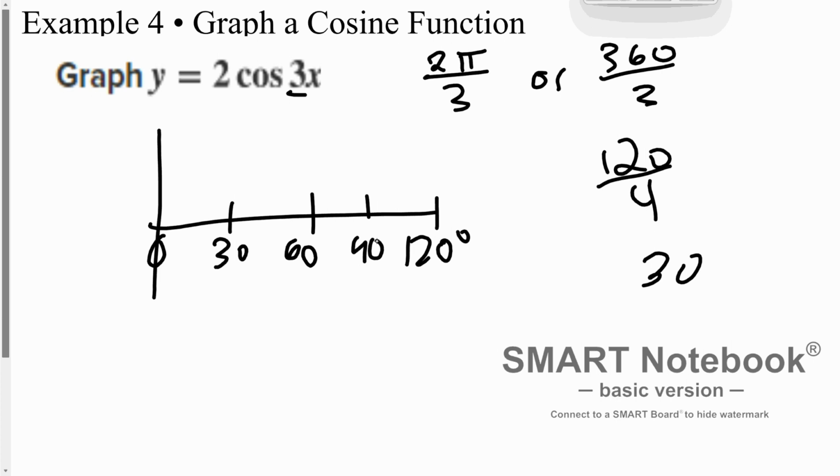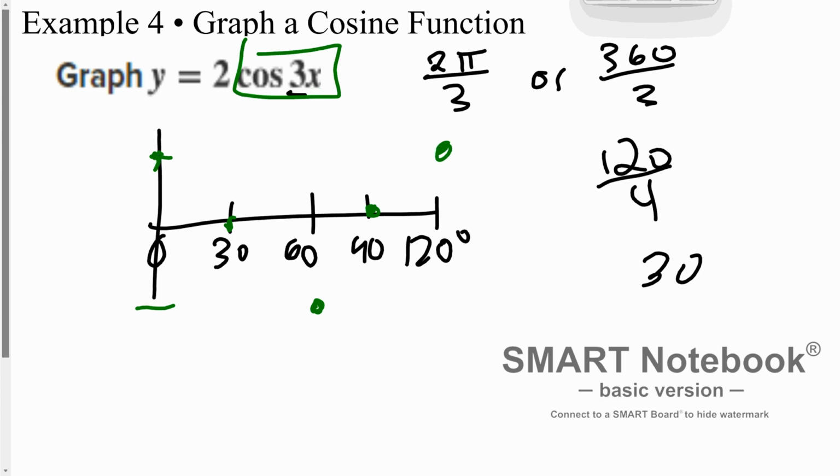And then my y values for cosine of an angle: 0 is 1, right? So it normally goes to 1. And then cosine of 90 is normally 0. Cosine of 180 is -1. And then cosine of 270 is back to 0. And cosine of 360 is up at 1, right? So that's what we're normally at.